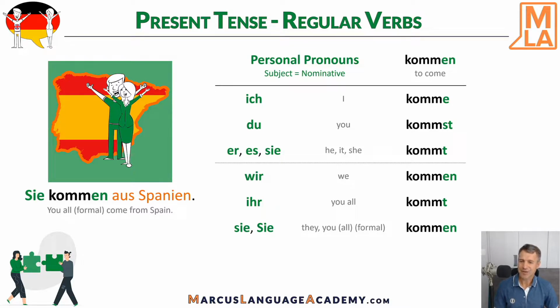This is how regular verbs are conjugated in the present tense. So always remember these endings: e, st, t, en, t, en.